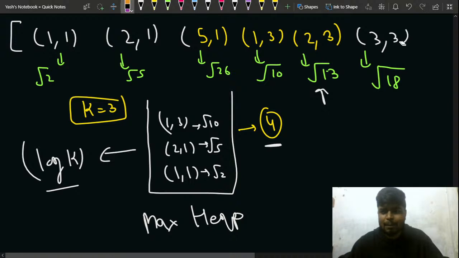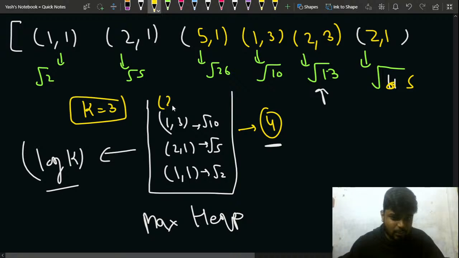Next, let's say I have a point 3,1 with a distance of under root of 10, and let's say under root of 11 for 3,2. Okay, let's say we have a point 2,1. If I have the point 2 comma 1, the distance will be under root of 5. So let's say I insert this point next: I insert 2 comma 1 and its distance is under root of 5. So what do I see in this?